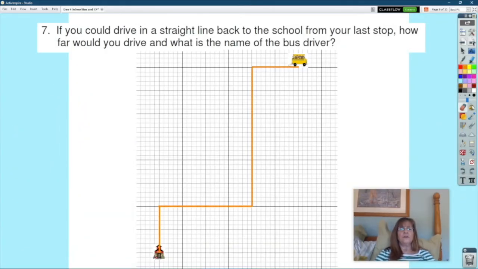If you could drive in a straight line back to the school from your last stop, how far would you drive and what is the name of the bus driver? Now, I asked you the name of the bus driver at the beginning. Do you remember what you said? I'm going to let you think about that one.